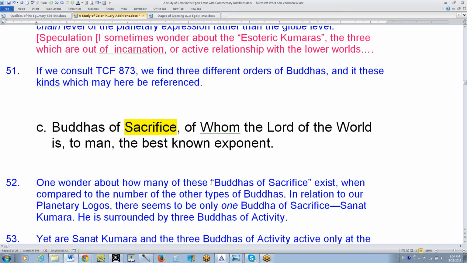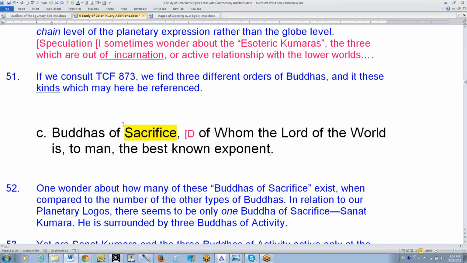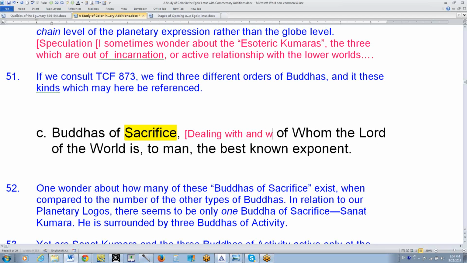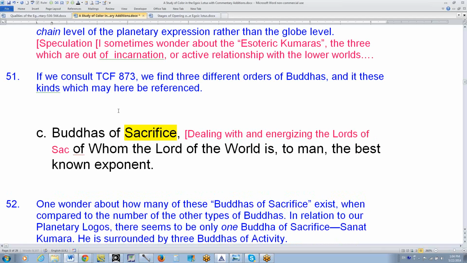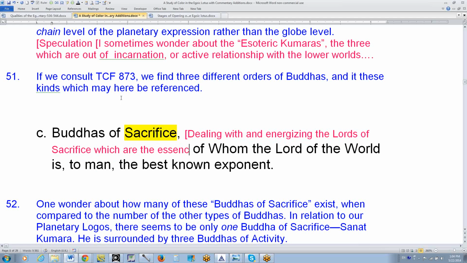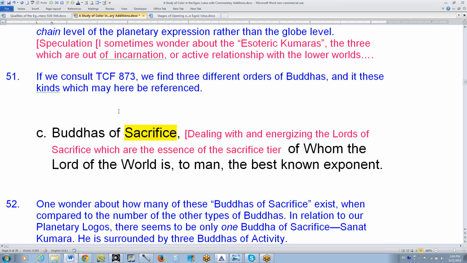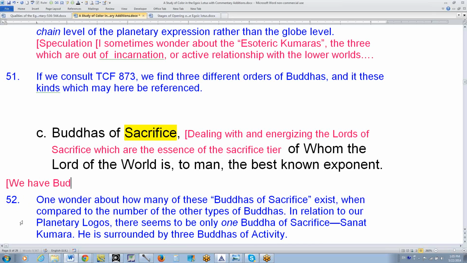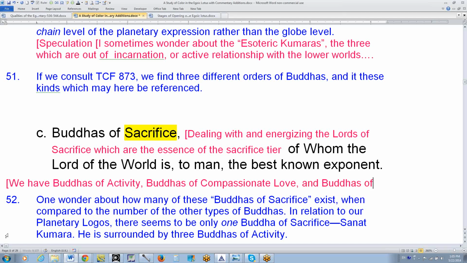Then the Buddhas of sacrifice, obviously dealing with and energizing the lords of sacrifice, which are the essence of the sacrifice tier. Buddhas of sacrifice, of whom the Lord of the world is to man the best exponent. So, this is interesting. We have Buddhas of activity. We have Buddhas of compassionate love, and Buddhas of sacrifice.